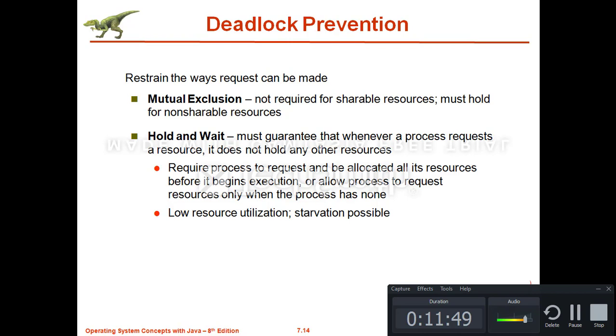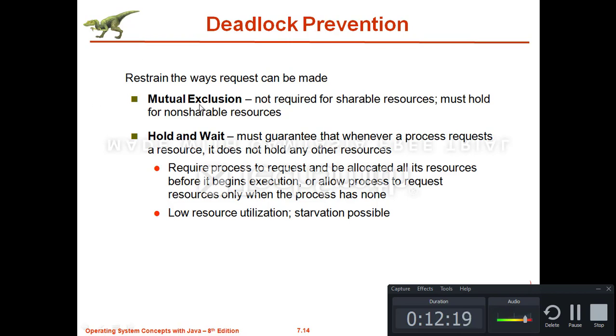In the case of shareable resources, for example, a printer is a shareable resource. If you give the printer to only one person, then there is no meaning. You can share it among multiple people. So in the case of shareable resources, what we can do is make mutual exclusion false. If we make mutual exclusion false, then the resources can be used by multiple processes so that the deadlock possibility will be reduced.